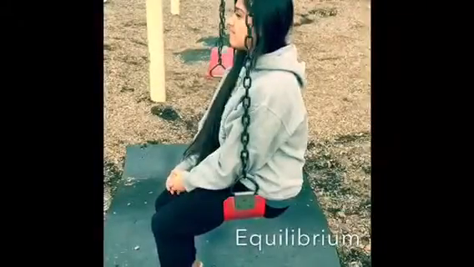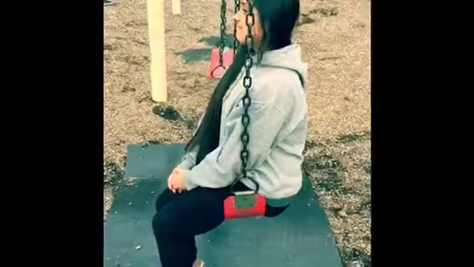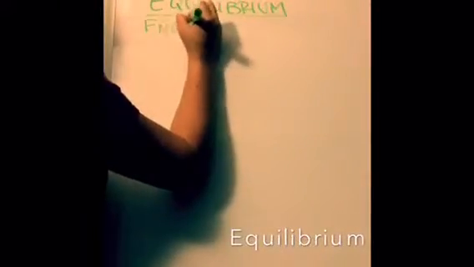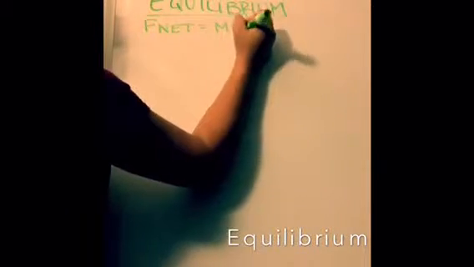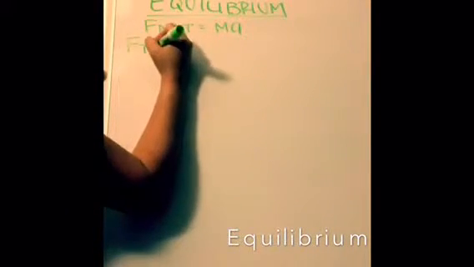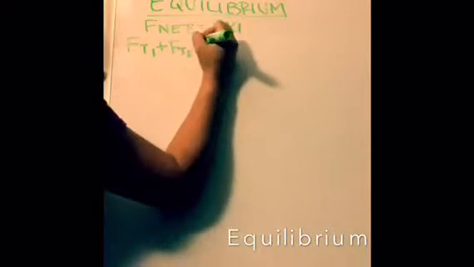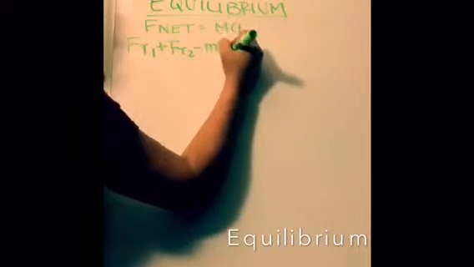The next example will be of equilibrium on a swing. The equation for equilibrium will be net force equals mass times acceleration. Since it is a swing, there will be two tension forces minus mass times gravity.